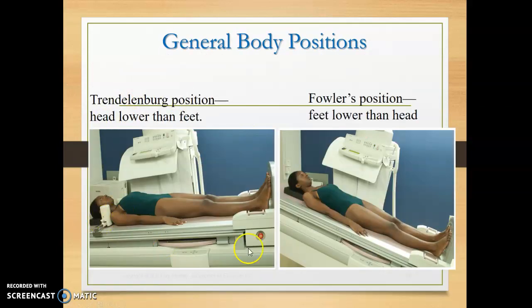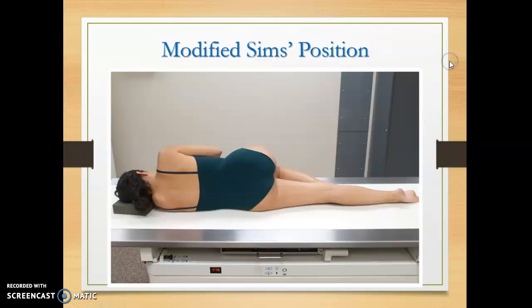Trendelenburg, head lower than feet. Fowler's, feet lower than head. I remember Fowler's because of the F and the L for feet lower. Modified Sims position or Sims position. This is the position that we use to place the tip into the patient's rectum for barium enemas.